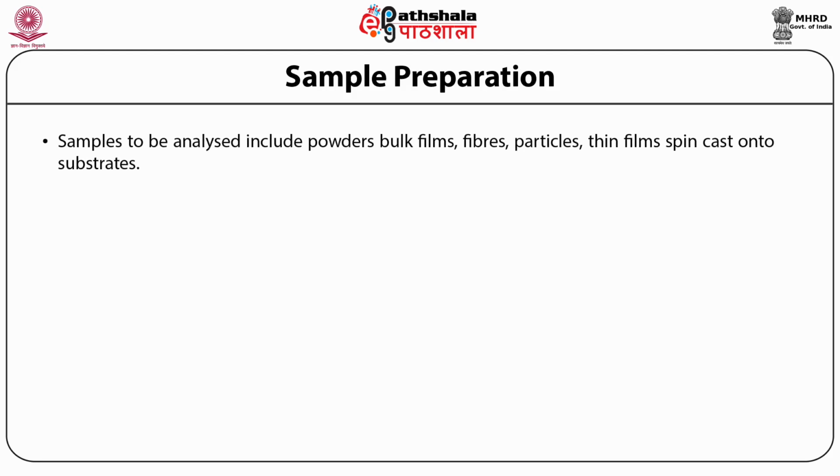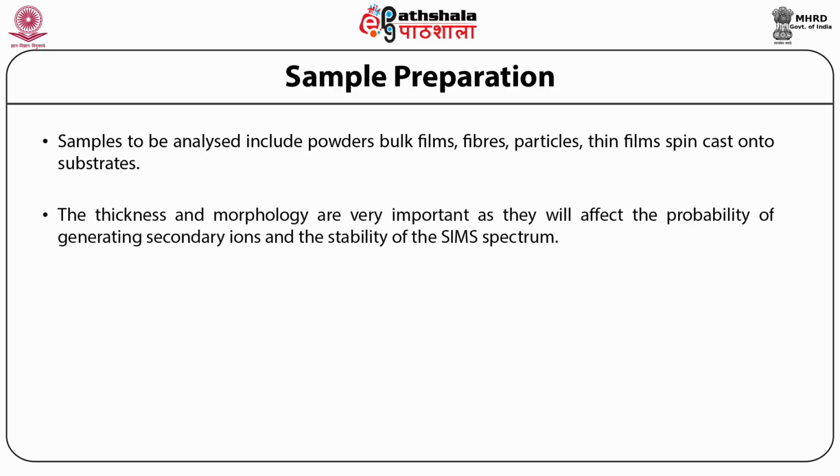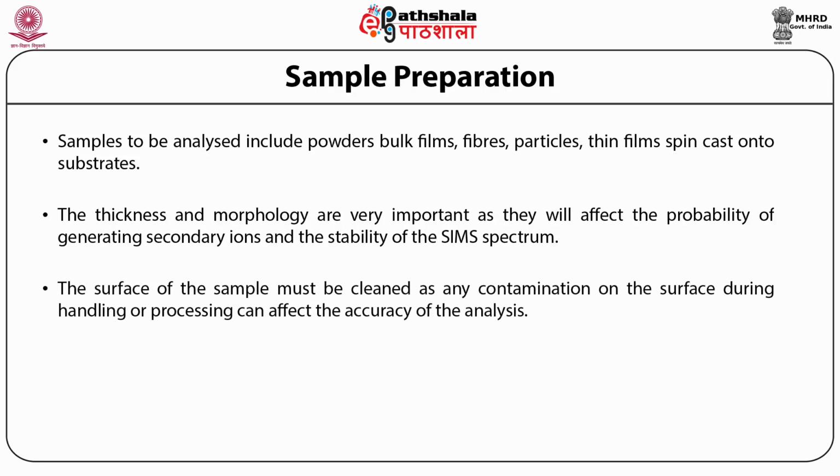Samples to be analyzed include powder, bulk films, fiber, particles, and thin films spin cast onto substrates. The thickness and morphology are very different, as they will affect the probability of generating secondary ions and the stability of the SIMS spectrum. The surface of the sample must be clean, as any contamination on the surface during handling or processing can affect the accuracy of the analysis.